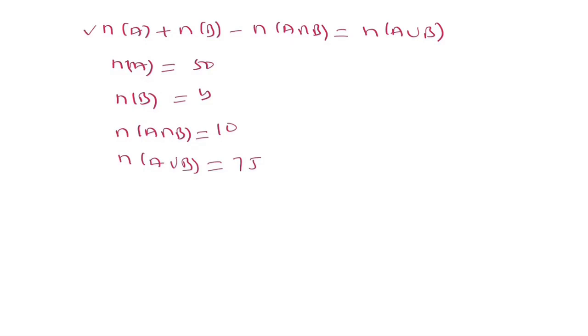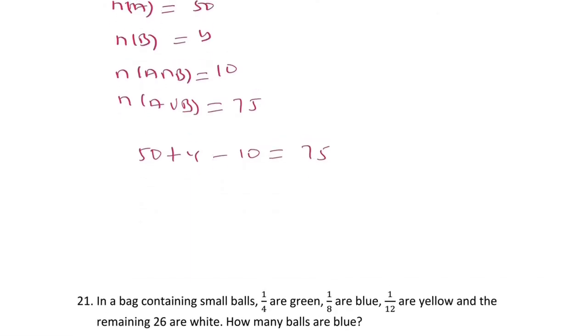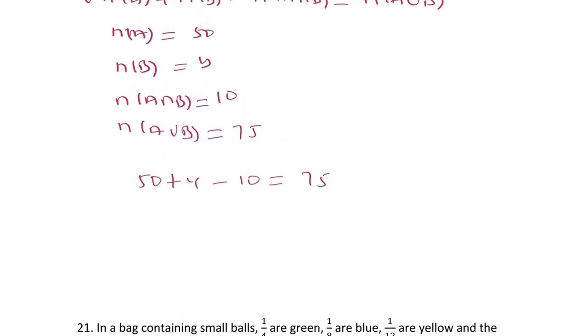Okay, so next, let us substitute these values into our formula. Then our equation is going to be 50 plus Y minus 10 equals 75. Okay, so next, let us collect the constant terms. Then our equation is going to be Y equals 75 plus 10 minus 50, of which after solving the values, we are having 35. So this is the number of students who like chemistry.